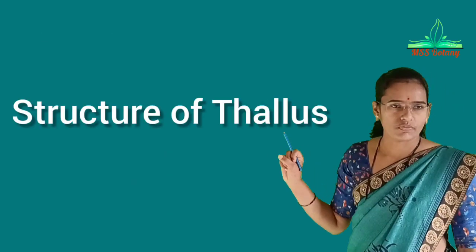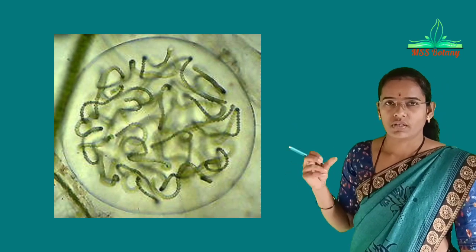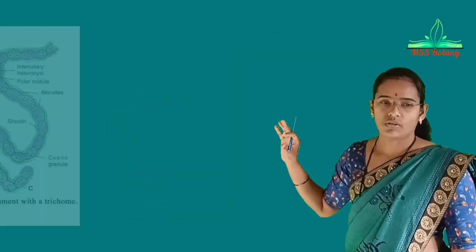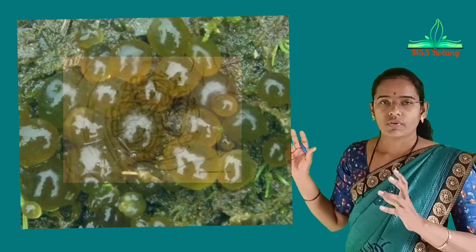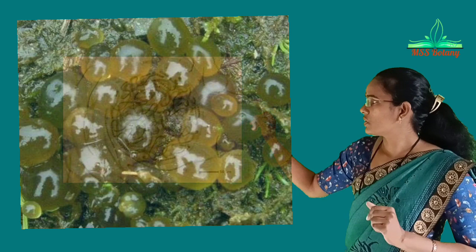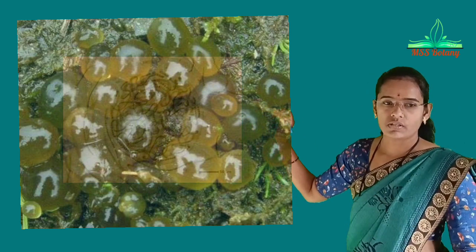When we see the structure of the thallus of Nostoc, it occurs as a mucilaginous ball. It occurs as a spherical ball or mucilaginous balls. Several filaments of the Nostoc come together to form a spherical structure. It's called the ball.